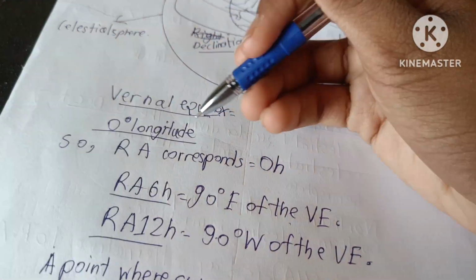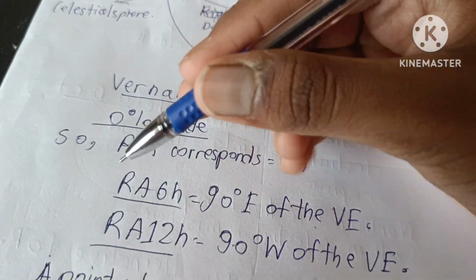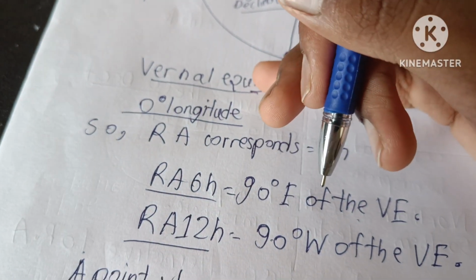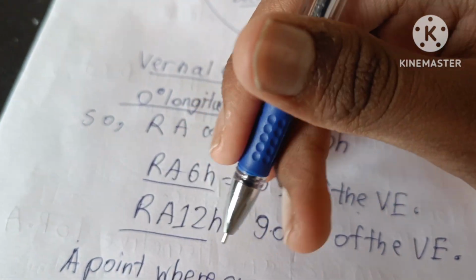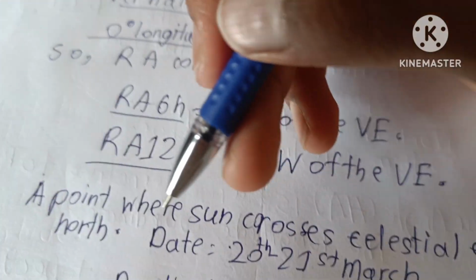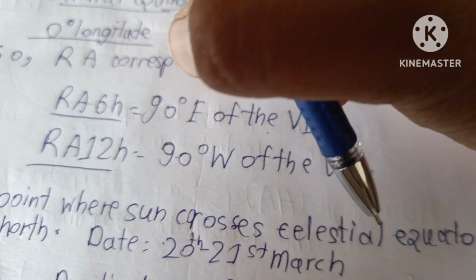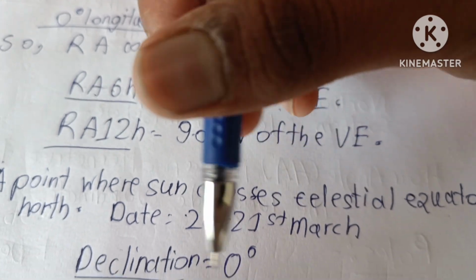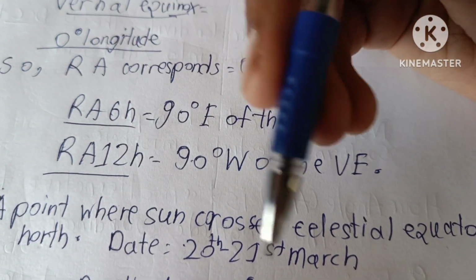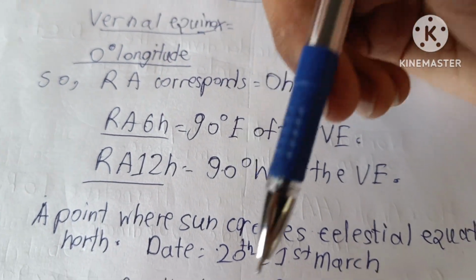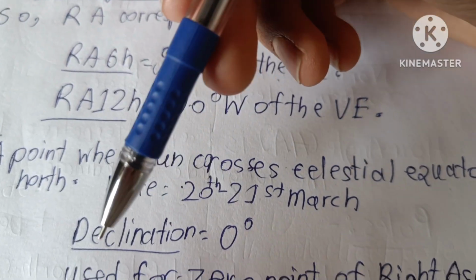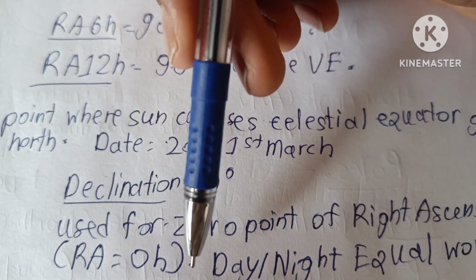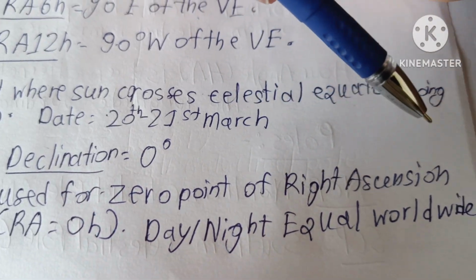Now, what is the vernal equinox? 0 degree longitude. So RA corresponds to 0 hours. RA 6 hours equals 90 degrees east of the vernal equinox. RA 12 hours equals 90 degrees west of the vernal equinox. It is a point where the sun crosses the celestial equator going north. The date is 20th to 21st March. The vernal equinox is the point where the sun crosses the celestial equator. Declination is 0 degrees, used as the zero point of right ascension. RA is 0 hours. Day and night are equal worldwide.